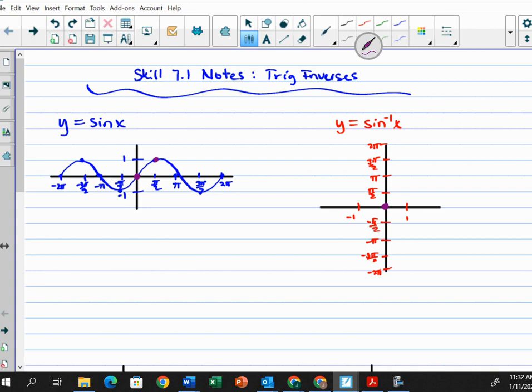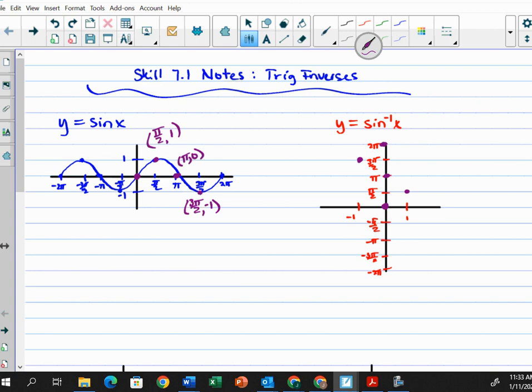The next point, hey guys, up here, is pi over 2, 1. So what am I going to graph on mine? 1, pi over 2. Then I've got pi, 0. So what will I graph? 0, pi. Okay. 3 pi over 2, negative 1. Are we seeing it? Okay.